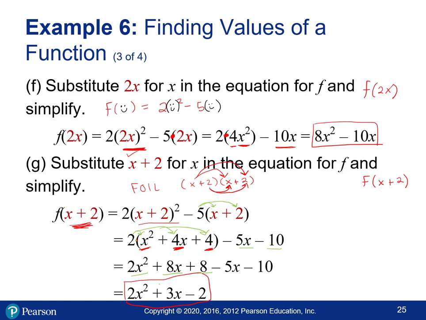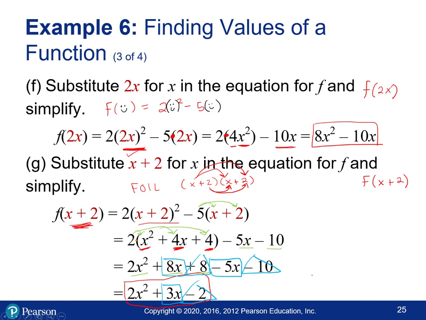Okay, and then notice that you have some like terms. Let's change the color one more time. We have 8x's minus 5x's. That's where 3x came from. And then we have 8 and minus 10. That's where negative 2 came from. So combine your like terms.